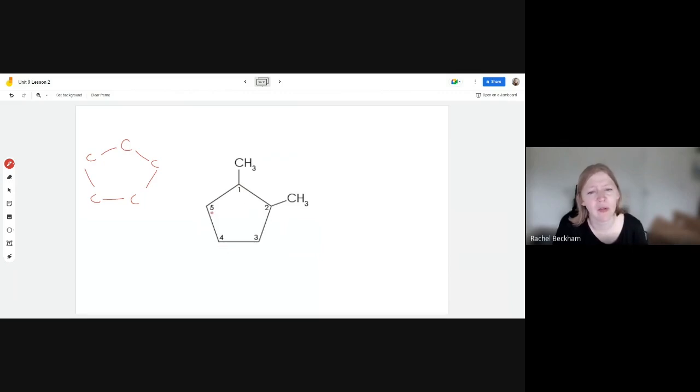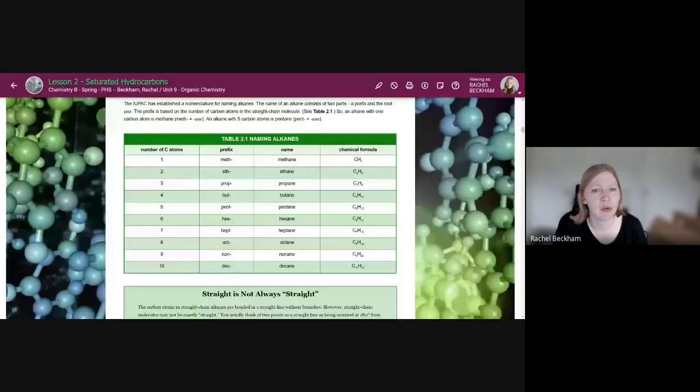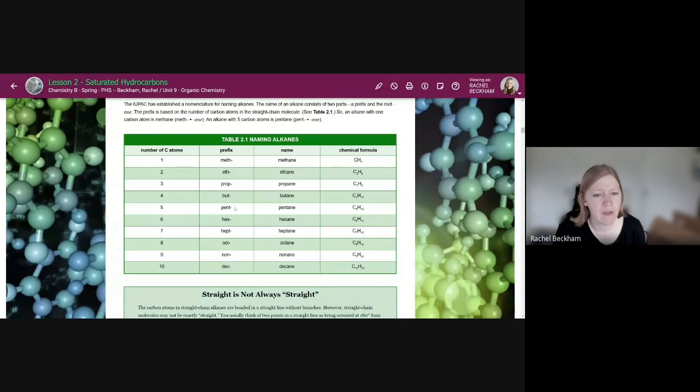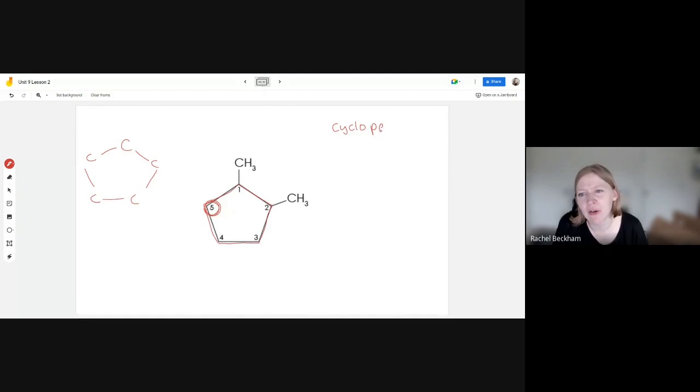But when there's a circle like this, you put cyclo in front, and then this is the main branch this time. So the branch is not going in what looks like a straight line this time. It's going in a circle, right? But it's still the main branch. There are 5 carbons here. 1, 2, 3, 4, 5. So going to table 2.1, the prefix for 5 is still pent, okay? So it's going to be called cyclopentane. The cyclo just means, okay, there's 5 carbons, but they connect into a circle.